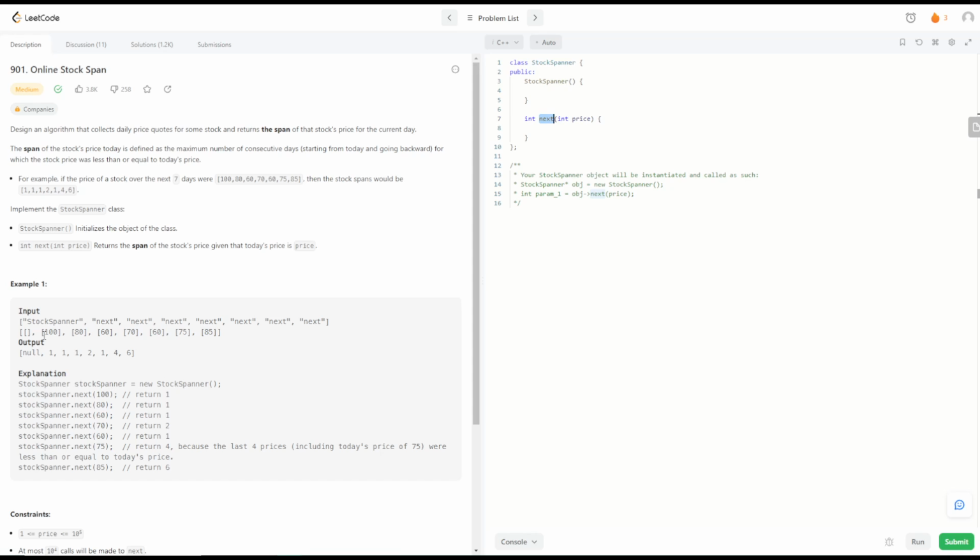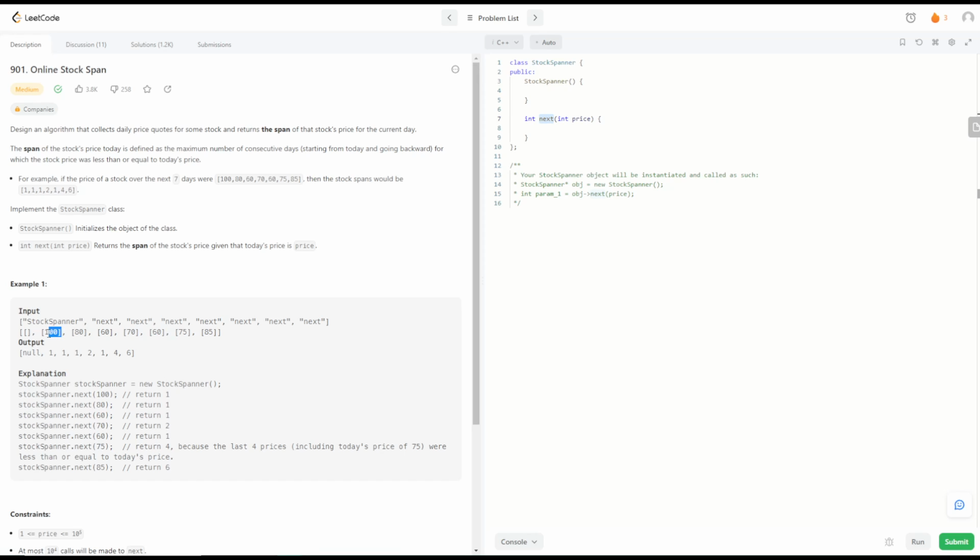Let's take a look at this example. 100, 80, 60, 70, and so on. As the new values are coming, I need to take a look at the current value and look backward. If the elements before this element are less than or equal and consecutive to this element, I just count it. Otherwise, I ignore it.